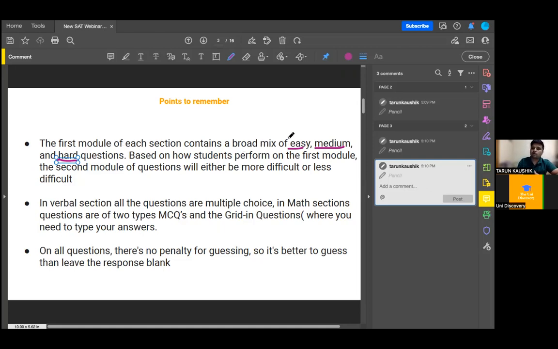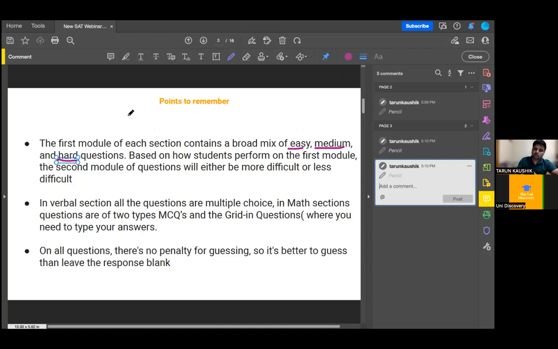So if you want to get a good score in your math or English part, you have to make sure that you are performing well in module number 1 so that you get difficult questions in module 2, which will have more weightage, and at the end of it, you will be able to get a better score.